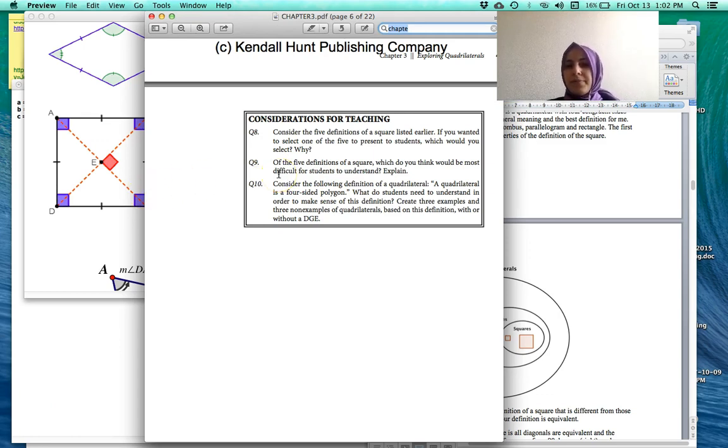Question 10. Consider the following definition of a quadrilateral: a quadrilateral is a four-sided polygon. What do students need to understand in order to make sense of this definition? Create three examples and three non-examples of quadrilaterals based on this definition, with or without DGE.